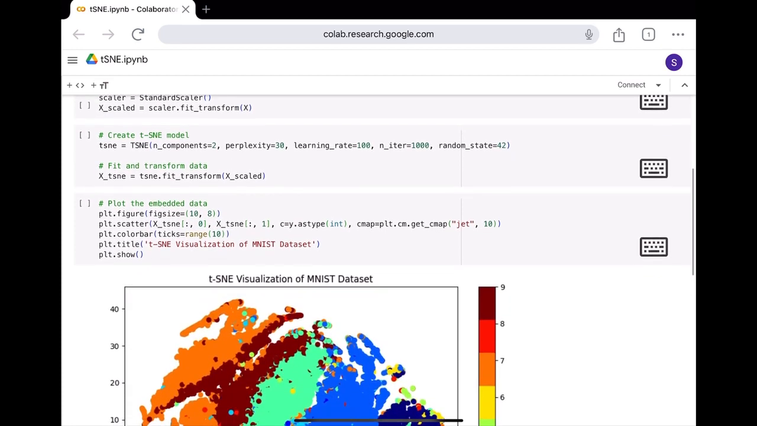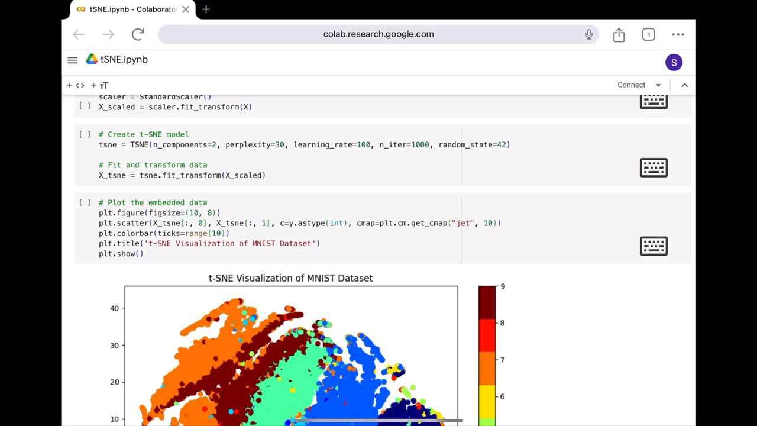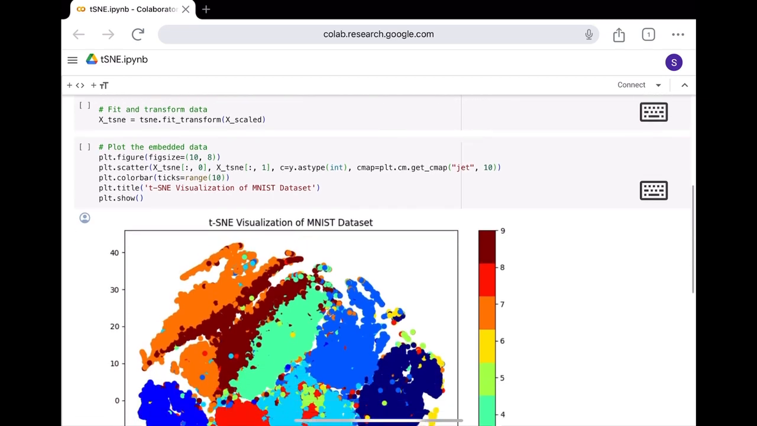From there, we are creating the t-SNE model with the number of components as 2, the perplexity as 30, a learning rate of 100, and the maximum iterations that this algorithm should run defined as 1000. And then we feed the data into the t-SNE model, and finally we are visualizing the data.